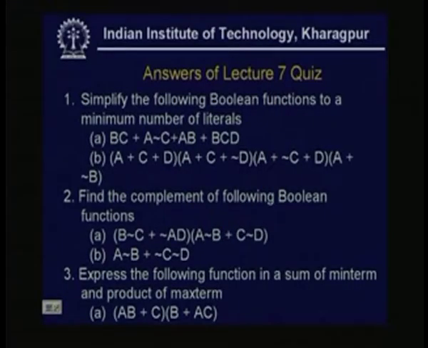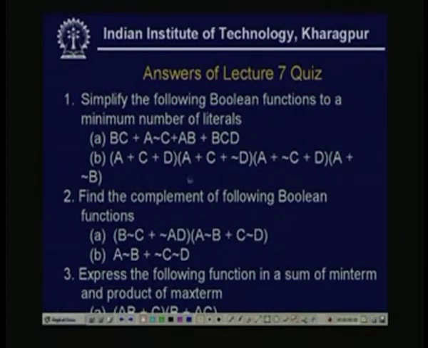Today we will read how to minimize the Boolean function, but before that, first we discuss the answers of the previous lecture's quiz. The first question was to simplify the following Boolean functions to a minimum number of letters. First one was BC plus AC bar plus AB plus BCD. Okay, we will see first how we can simplify that.